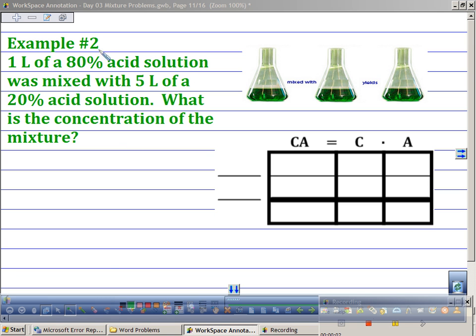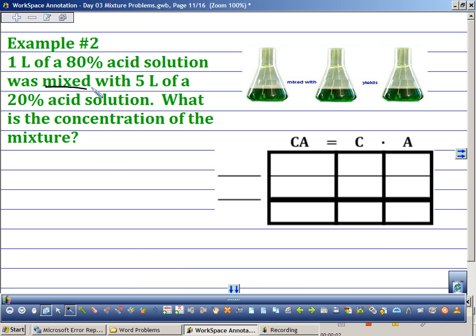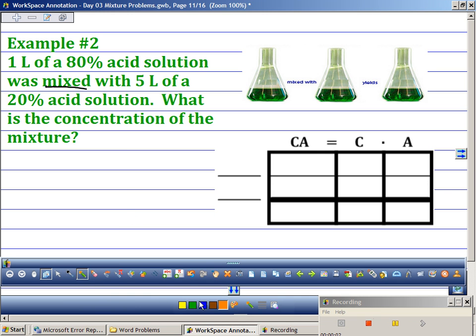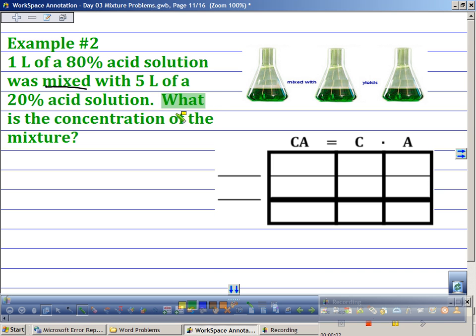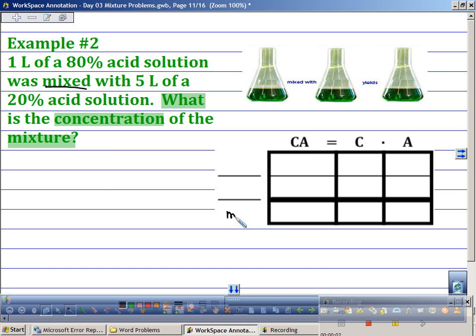1 liter of 80% acid solution was mixed. It's demixed. I'm underlining it. With 5 liters of 20% acid solution. Here's a question. What is the concentration of the mixture? What would the mixture be after adding them together, right? The new mixture. So this is the mix. What are we looking for? The concentration of that mix, right?